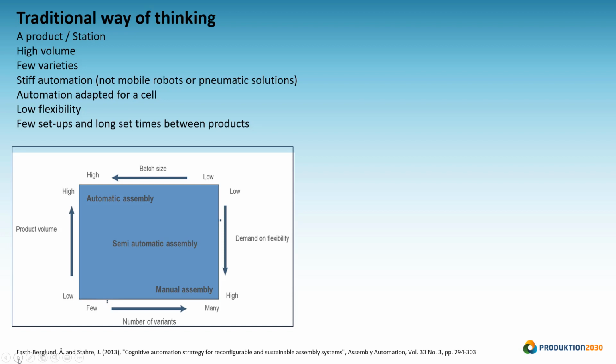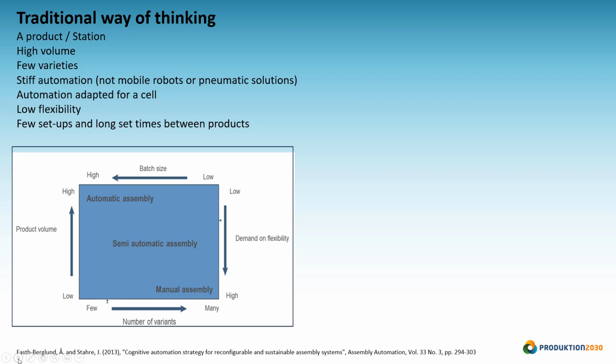And as you see in the picture, usually these factors are taken into consideration. Product volume, as I said, usually you want to have a high product volume if you want to have an automatic assembly or automatic system. If you have many variants, you usually go for manual work or manual assembly. Also, if you have high demand on flexibility and usually low batch sizes due to the setup time.